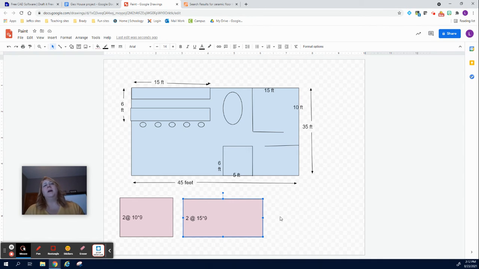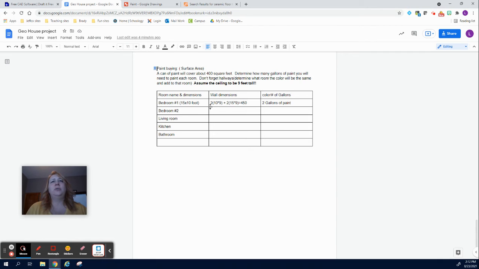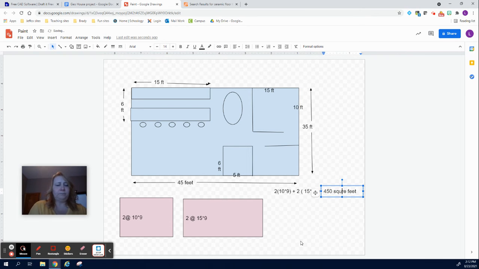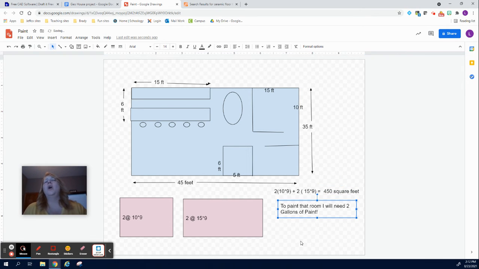So on my table, I'm going to write 2 walls at 10 by 9 and 2 walls at 15 by 9. When I do the math and multiply that out, I get 450 square feet. Since each gallon only covers 400 square feet, I'll need to buy 2 gallons of paint for this one bedroom. Right? So 2 gallons of paint. That's it, assuming I don't want it to be the same color as another room. I might be losing some gallons.